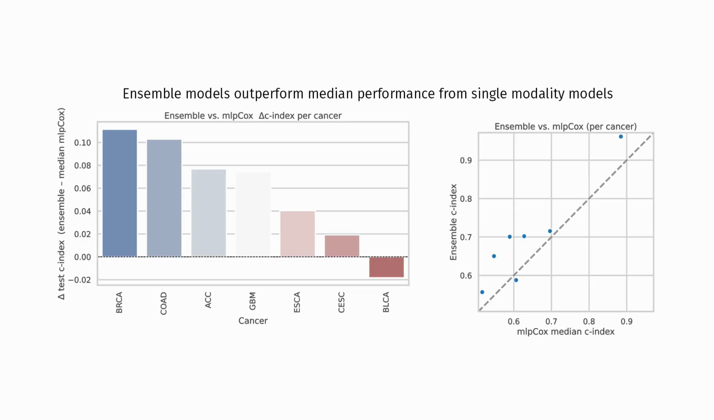The last set of analyses I want to present are that ensemble models outperform the median performance from single modality models, where we see that across each of these, there's a pretty sizable increase in the test concordance index when you're looking at the multimodal model versus the single modal model. And these are 2 different visualizations of the same thing.